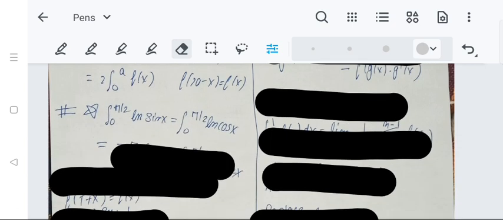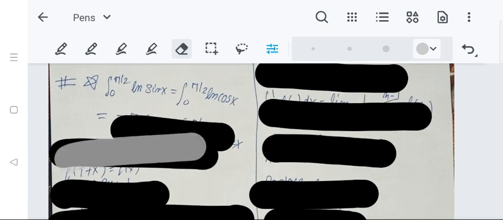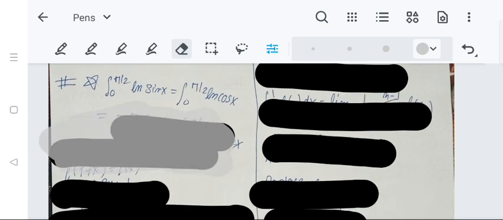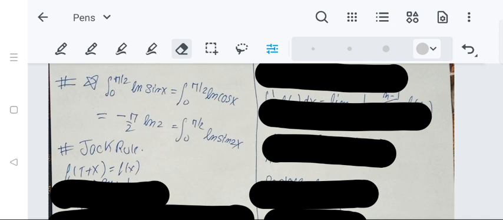Now the most important property used is that the integral of 0 to pi by 2 of ln sin x is equal to the integral of 0 to pi by 2 of ln cos x, is equal to the integral of 0 to pi by 2 of ln sin 2x, is equal to minus pi by 2 multiplied by ln 2.